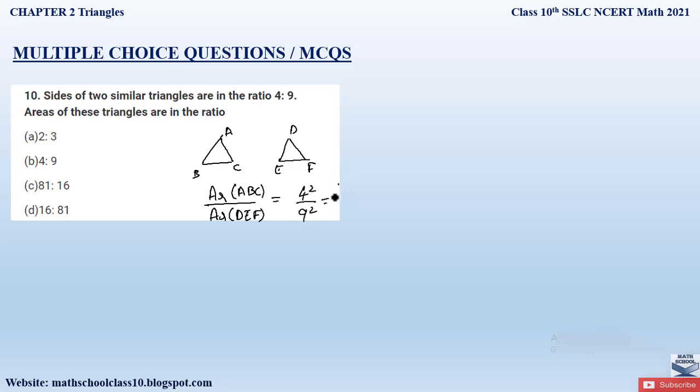So that will be square of the corresponding ratio, that is 4 square by 9 square. So what is 4 square? It is 16 divided by 9 square is 81. Therefore the ratio is 16:81. Therefore, the areas of these triangles are in the ratio 16:81. That is the correct option is option D.